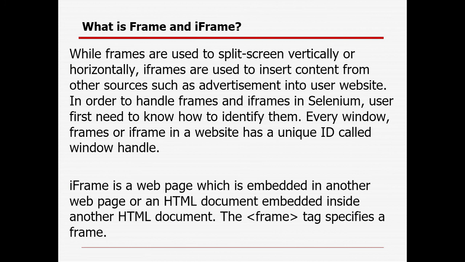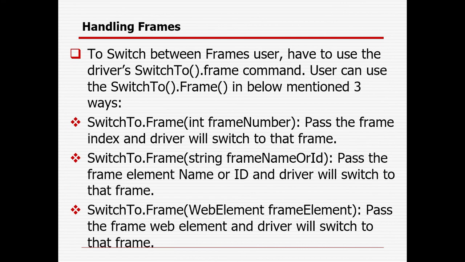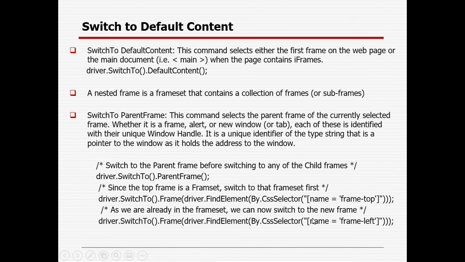Frames are used to split the screen, whereas an iframe is kind of an embedded element in the website. With the help of the frame tag name you can identify how many frames are available. Similarly, with the help of the iframe tag name you can identify how many iframes are available in the page. You can get the count with the help of tag names and the find elements method, and print it out in the console. And if you want to handle a frame, you can use the switch to frame method, either with the frame index, frame name or id, or the frame element.